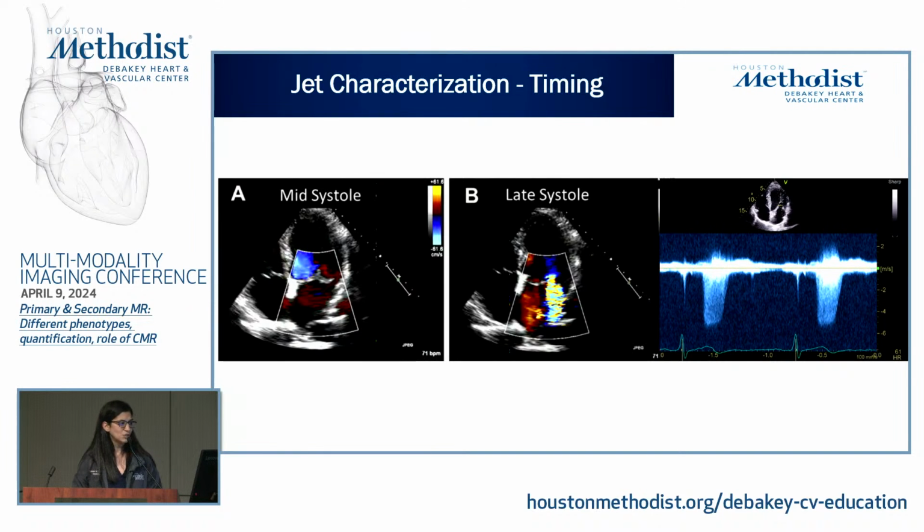So in addition to the quantitative methods, you want to make sure that you're using the timing of the MR jet as you're thinking about the severity of mitral regurgitation. For example, this is a late systolic jet resulting from mitral valve prolapse. If you're just looking at the color in one frame, this looks significant, maybe moderate to severe. But when you look at the continuous wave Doppler, you realize that this is a mid to late systolic mitral regurgitation. So when you don't have a holosystolic MR jet, you never want to rely on one frame.